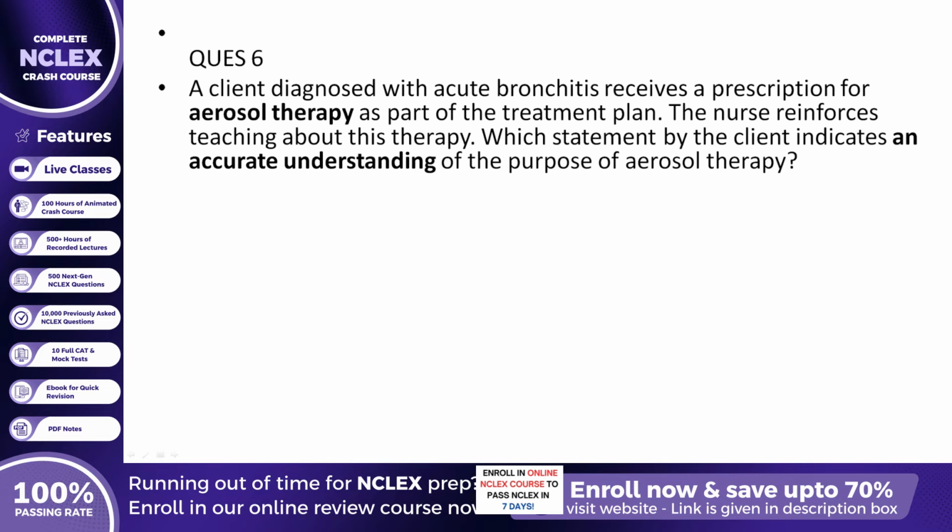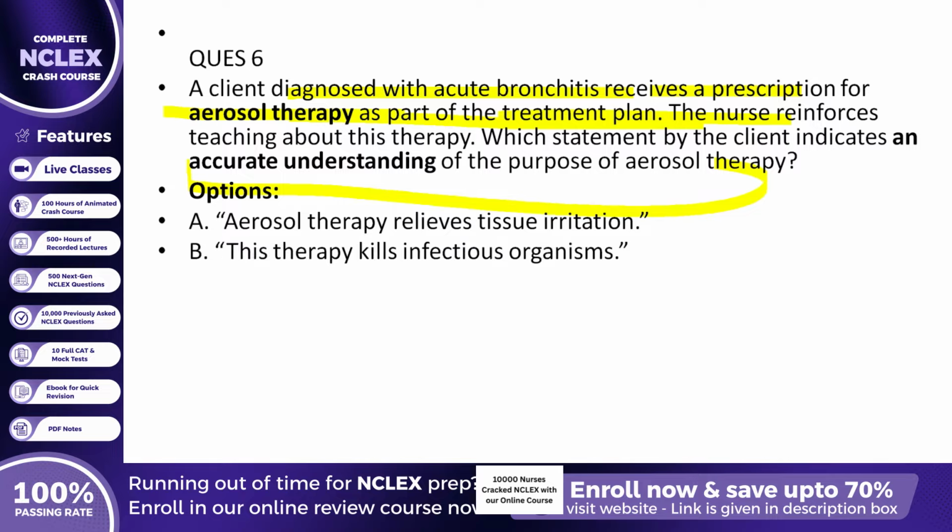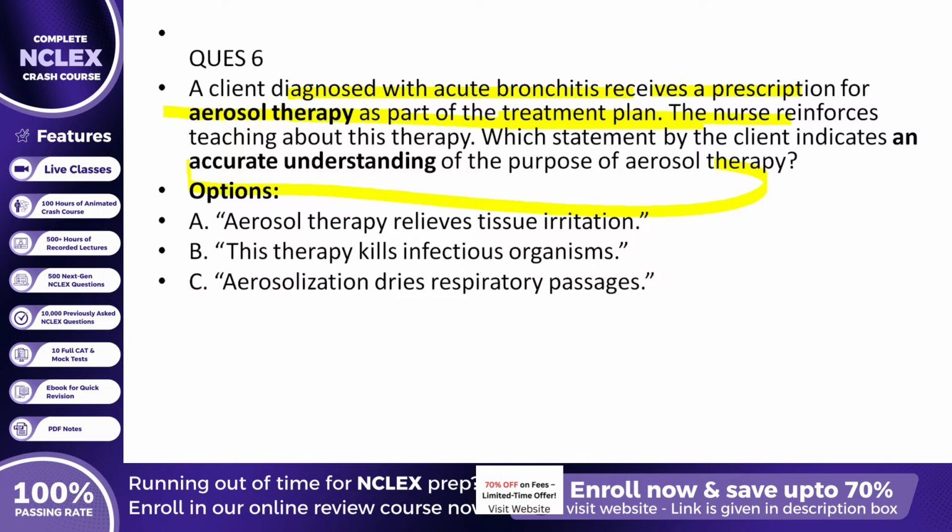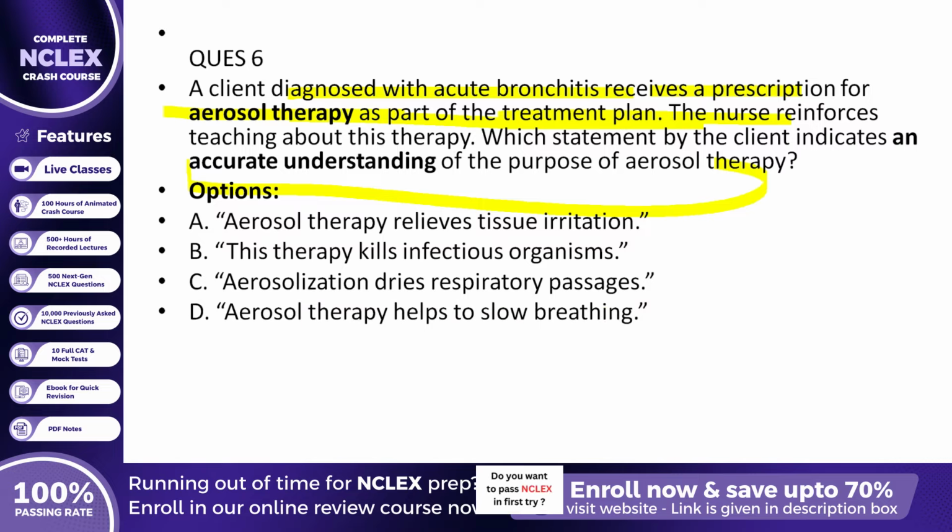A client diagnosed with acute bronchitis receives a prescription for aerosol therapy as part of the treatment plan. The nurse reinforces teaching about this therapy. Which statement by the client indicates an accurate understanding of the purpose of aerosol therapy? The available options are as follows. Option A, aerosol therapy relieves tissue irritation. Option B, this therapy kills infectious organisms. Option C, aerosolization dries respiratory passages. And option D, aerosol therapy helps to slow breathing.